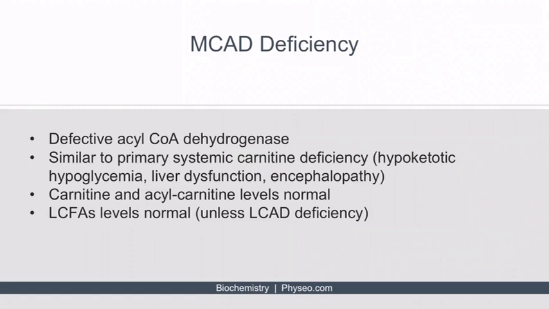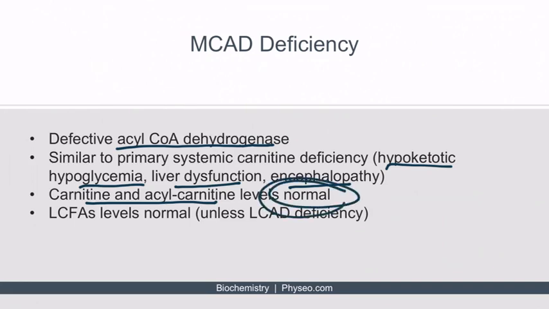MCAD deficiency is a result of a defective acyl-CoA dehydrogenase enzyme, but similar to systemic primary carnitine deficiency, results in impaired beta oxidation. This means patients with MCAD deficiency will have hypoketotic hypoglycemia, liver dysfunction, and encephalopathy. However, the two disorders can be distinguished by checking the levels of carnitine or acylcarnitine. Remember, in systemic primary carnitine deficiency, carnitine and acylcarnitine levels are low. In MCAD deficiency, the carnitine and acylcarnitine levels will be normal.